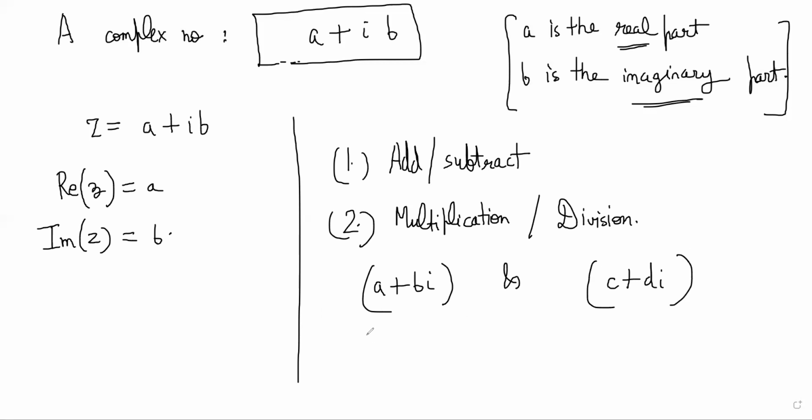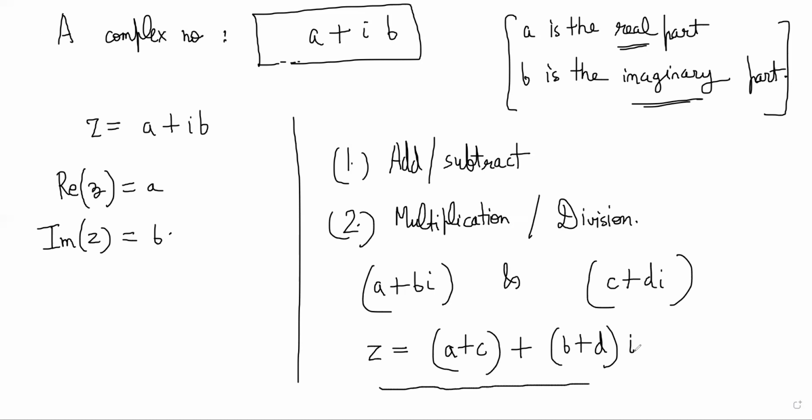the way you add is you get a third complex number z equal to (a plus c) plus (b plus d)i. So you basically add the real parts together and the imaginary parts together, and this is a new complex number. This is the real part and this is the imaginary part.